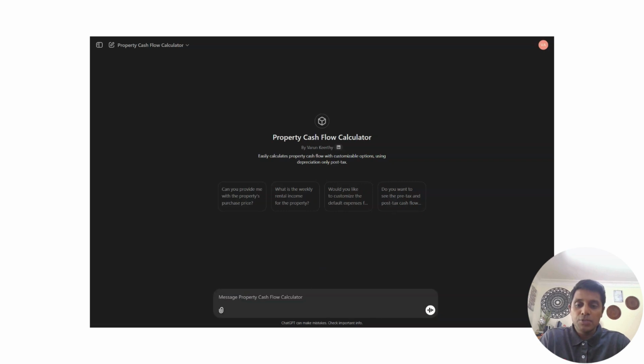So once you are in this tool, it will give you a screen such as this, where you click to start chat and you will be prompted with a few inputs that will allow the tool to calculate your cash flow based on the property you are looking to purchase. It is user friendly, as I said.